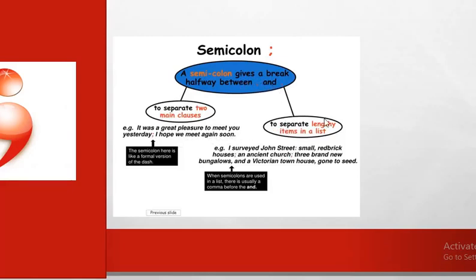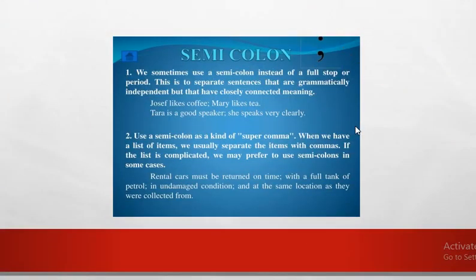Semicolon is used to separate lengthy items in a list. For example, I surveyed John Street: small red brick houses; an ancient church; three brand new bungalows; and a Victorian townhouse. We sometimes use a semicolon instead of a full stop or period. This is to separate sentences that are grammatically independent but that have closely connected meaning. Joseph likes coffee; Mary likes tea.